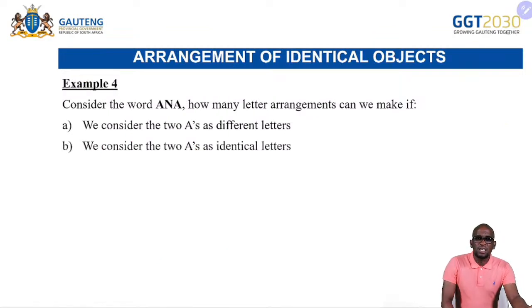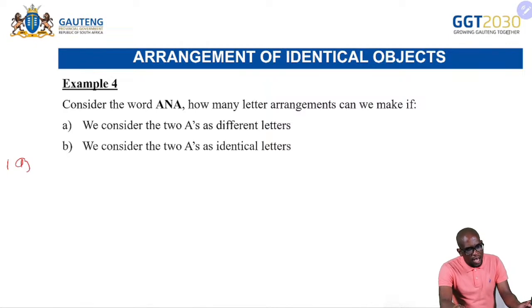Arrangement of identical objects. If you still remember from our part 1, we've arranged different objects. There was a time when we worked with arrangement of letters, different letters in that case. So now we are working with identical objects. Right, let's look at this particular example. Consider the word Anna. How many different letter arrangements can we make if we consider the two A's as different?